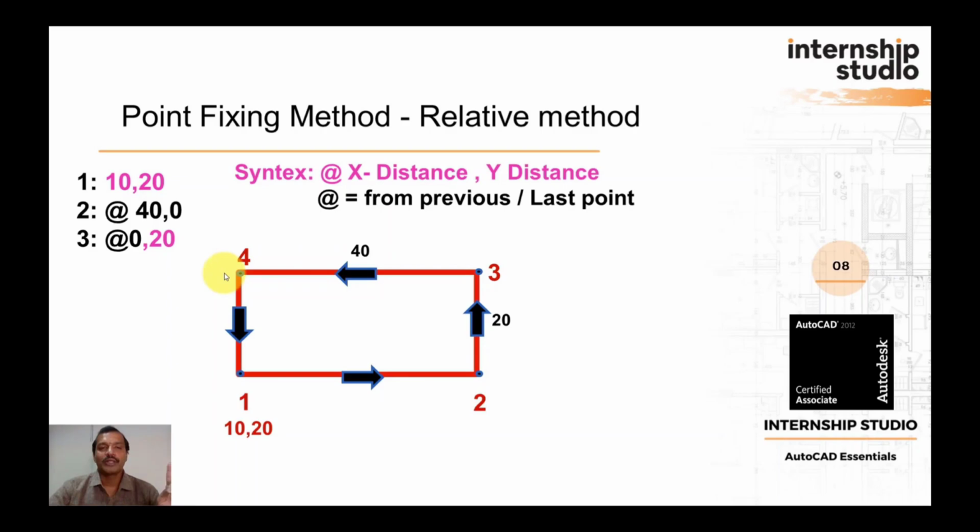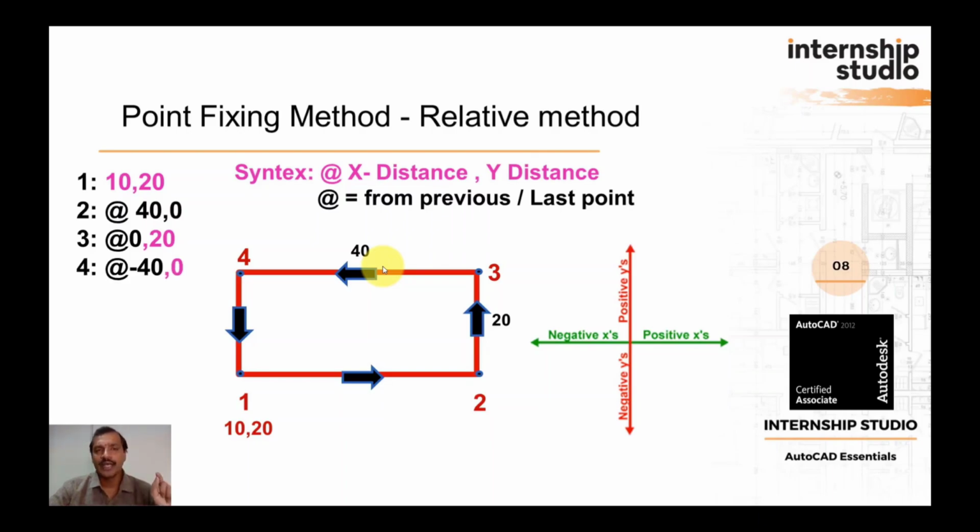Similarly, I'm going to fix point number 4, calculated with reference to point number 3. The x distance is 40 mm and the y distance is 0. But see the direction we are going. If you go in a negative x direction, you should specify the value as negative. So here I'm going to specify at -40, 0. The -40 in the x distance says that it is 40 mm in the direction of minus x.